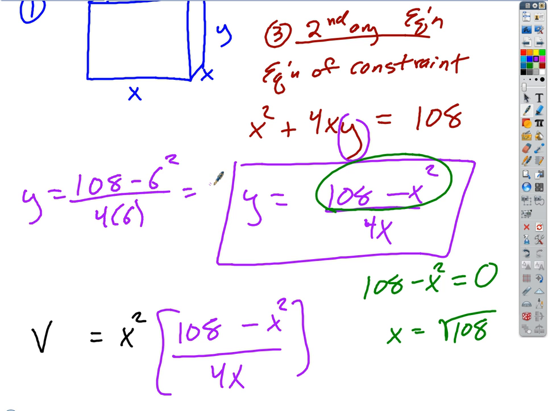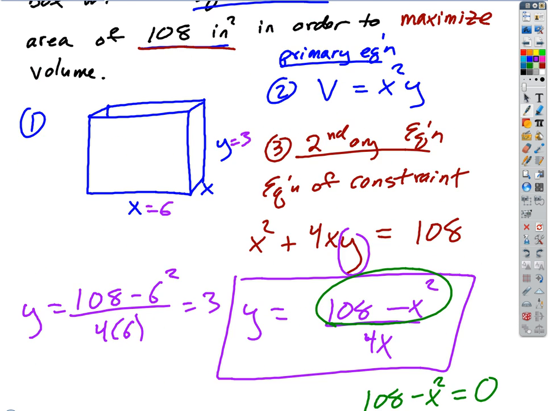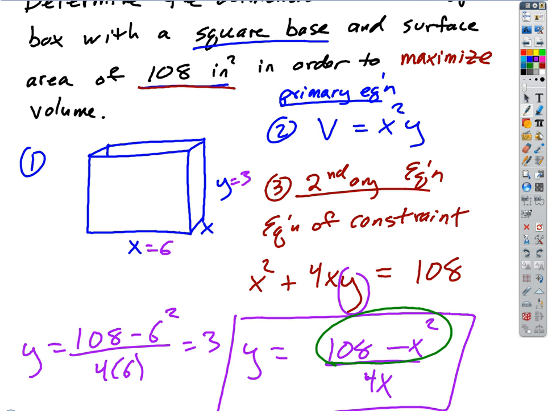So we get 3 for y, and so we know the dimensions. The dimensions would be x is 6, y equals 3. That's how we will maximize volume for our given surface area with a square base. Now you can see how that's important. If you really did want to design this so you were maximizing volume, then you have to do a little calculus to find out.